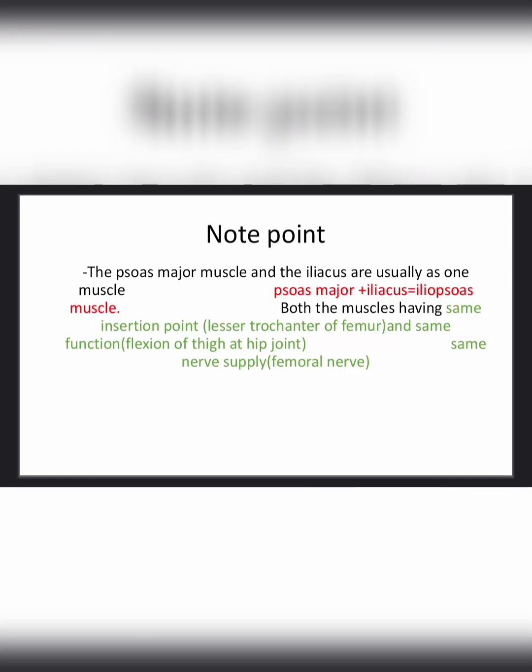Now let's move on to the important note for this video. The psoas major and iliacus muscles are often considered together as a single muscle unit called the iliopsoas muscle. This is because both muscles insert into the lesser trochanter of the femur, perform the same primary action, which is flexion of the thigh at the hip joint, and work together as the main flexors of the hip. Therefore, when studying these muscles, it is helpful to remember them as the iliopsoas muscle. This is an important exam point, so make sure to remember it while learning the muscles of the hip.